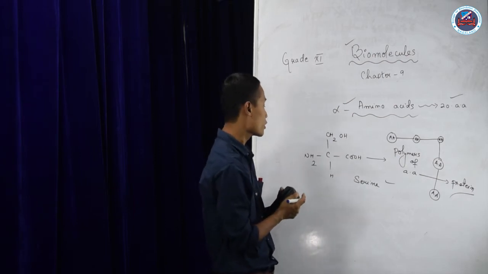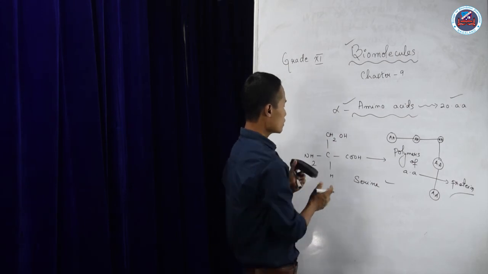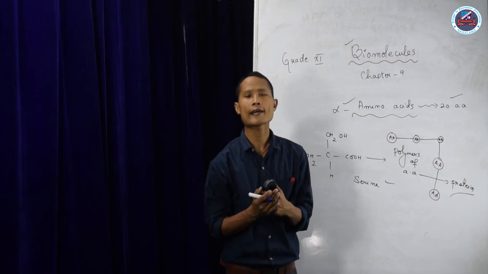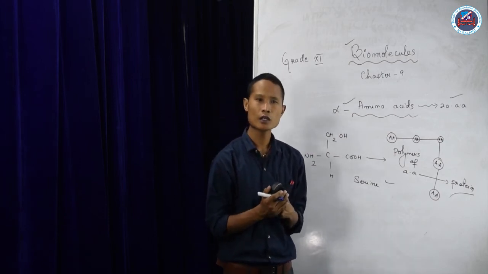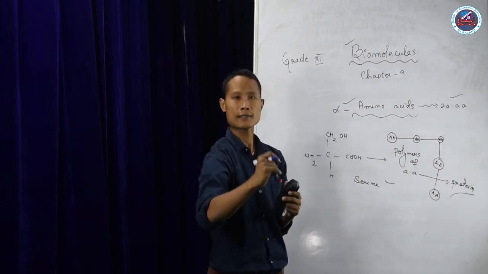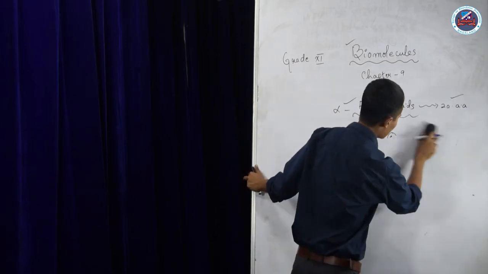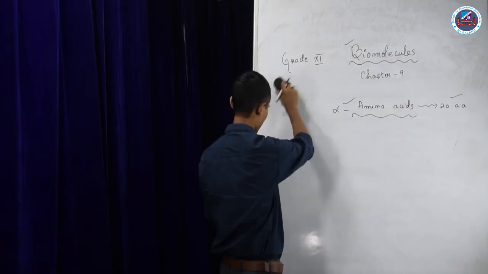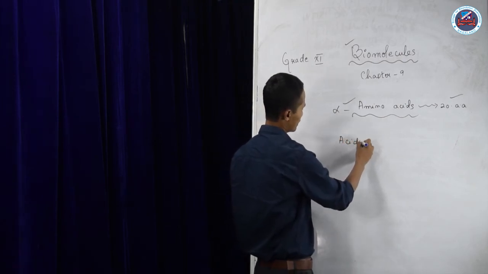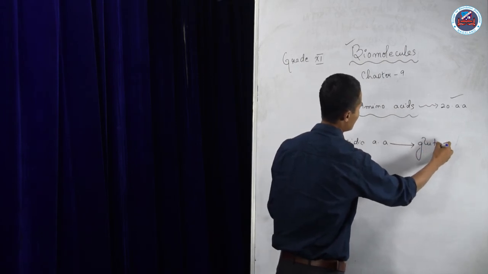That's why I'm saying that you must try to remember all the 20 amino acids. I've just given a few examples. Likewise, we have examples like phenylalanine, tyrosine, and then glutamic acid. So let's discuss the types of amino acids. We have acidic amino acids, and acidic amino acids, this is nothing but glutamic acid.